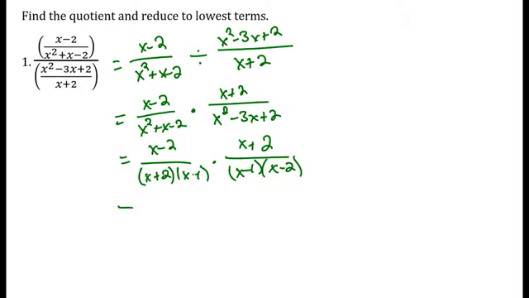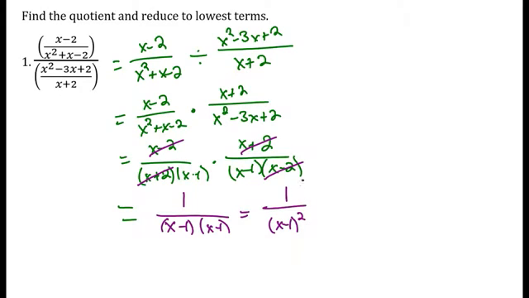So when I multiply rational expressions, I can simplify them as long as there's a common factor in the numerator and the denominator. So x minus 2 divided by x minus 2 is 1. x plus 2 divided by x plus 2 is 1. So what am I left with up top? I'm left with a 1 divided by (x minus 1) times (x minus 1), which can be written as 1 over (x minus 1) squared. Either of those two answers is appropriate.